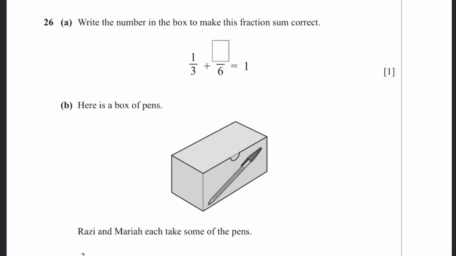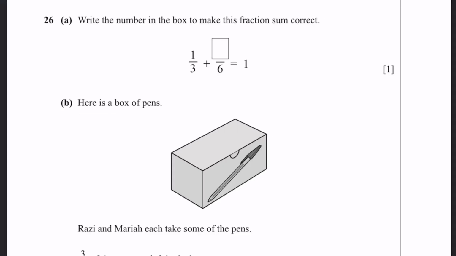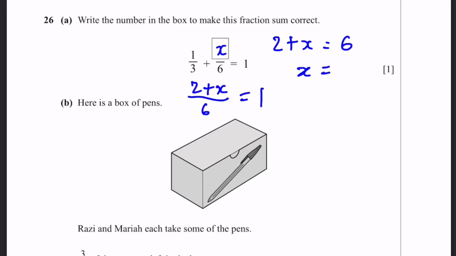Question 26. A. Write the number in the box to make this fraction sum correct. 1 by 3 plus dash by 6 is equal to 1. First, let's name the blank as x. Now we can take the LCM of these two to find the common fraction. So let's take the common denominator. And that common denominator is 6. So we have 2 plus x by 6. That's equal to 1. 2 plus x is equal to 6 into 1, which is 6. And x is equal to 6 minus 2, which is 4. And that's the answer.